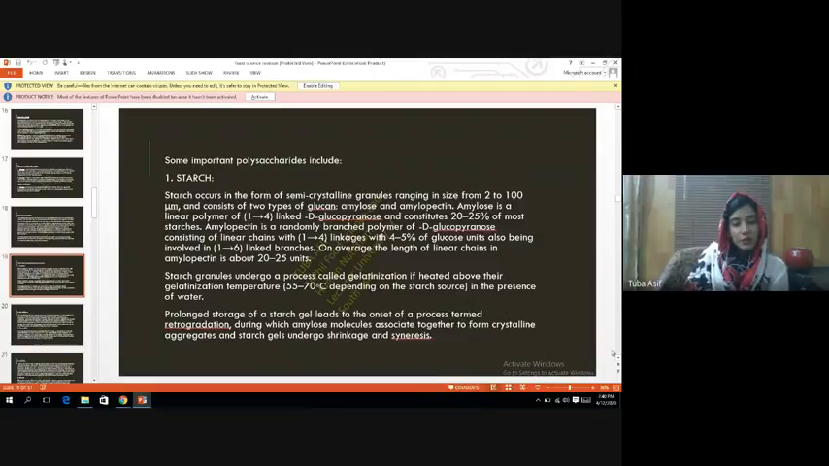Starch granules undergo a process that is called gelatinization if heated above their gelatinization temperature, 55 to 70 degrees Celsius depending on the starch source, in the presence of water. Prolonged storage of a starch gel leads to the onset of a process termed retrogradation, during which the amylose molecules associate together to form crystalline aggregates, and starch gels undergo shrinkage and syneresis.